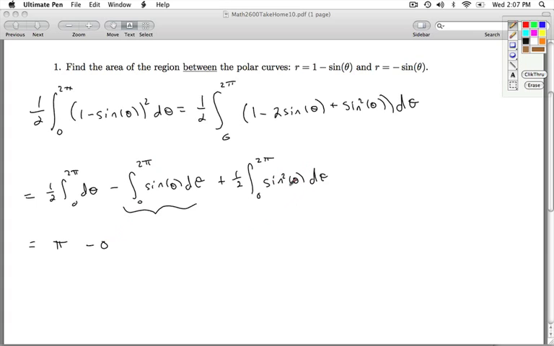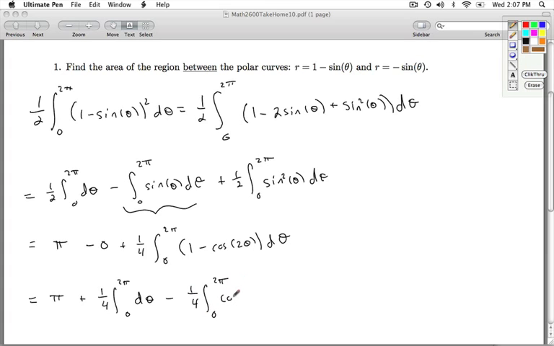What do we do here? We use our power reduction formulas. So sine squared theta is going to be 1/2 (1 minus cosine 2 theta). Combine that with the 1/2 already out front, you get 1/4 integral 0 to 2 pi, 1 minus cosine 2 theta d theta. So I get pi plus 1/4 integral 0 to 2 pi 1 d theta, minus 1/4 integral 0 to 2 pi cosine 2 theta d theta.